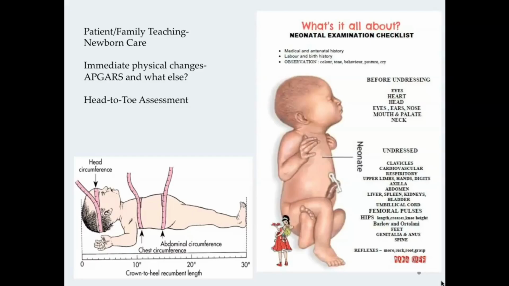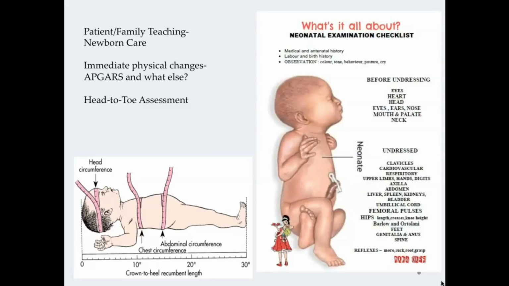You're going to check their arms to make sure that they're symmetrical and they're moving them. If one of their arms is limp, that may indicate that they had an injury during delivery, either a fractured clavicle or some kind of nerve brachial plexus injury. So they should be moving both their arms and legs. They should be equal in length.